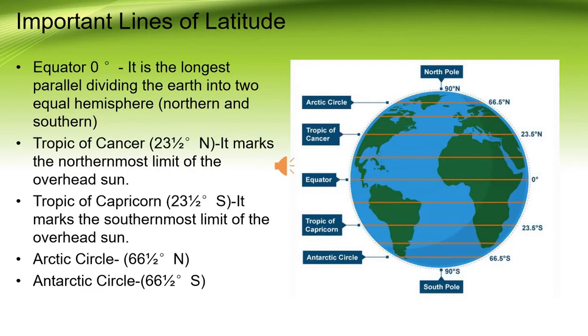There are some important lines of latitude to study the earth. Let us start. Equator. It is the longest parallel dividing the earth into two equal hemispheres, northern and southern hemisphere. Tropic of Cancer, that is 23.5 degrees north. It marks the northernmost limit of the overhead sun. Tropic of Capricorn, 23.5 degrees south. It marks the southernmost limit of the overhead sun. Arctic Circle, 66.5 degrees north. Antarctic Circle is 66.5 degrees south.